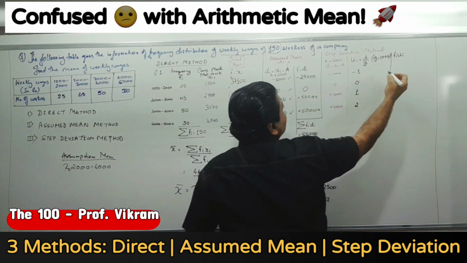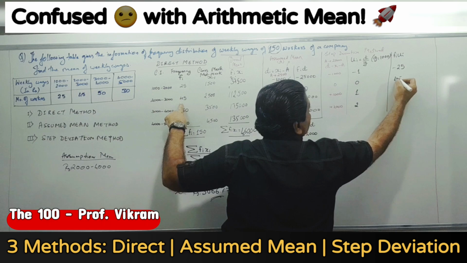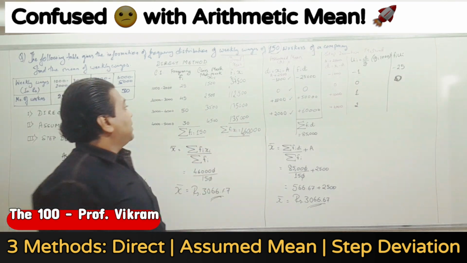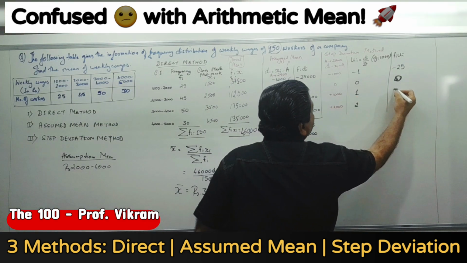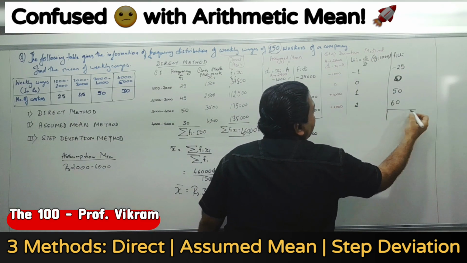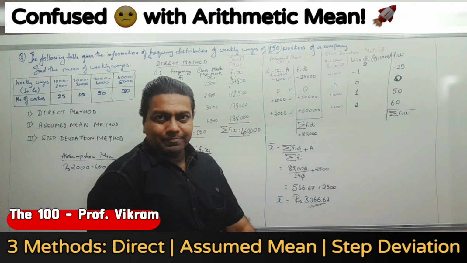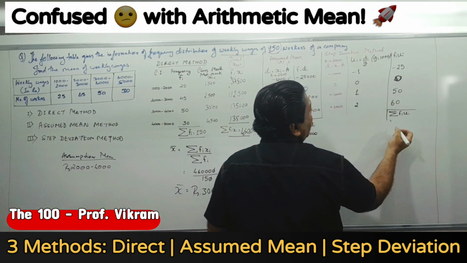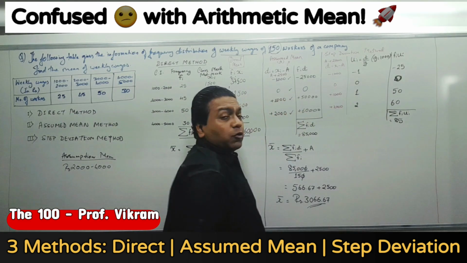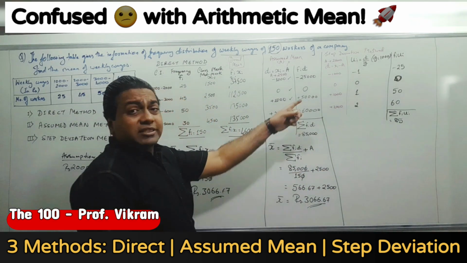So 25 into minus 1 is minus 25. 45 into 0 is 0. Right? Don't make a mistake by writing 45. Focus. 50 into 1 is nothing but 50, and 30 into 2 is nothing but 60. And I am going to find the summation of FiUi. What is my summation of FiUi? Simple. 50 minus 25 is 25. 25 plus 60 is 85. So I got the summation of FiUi. Now I will come down to the formula for the step deviation method.